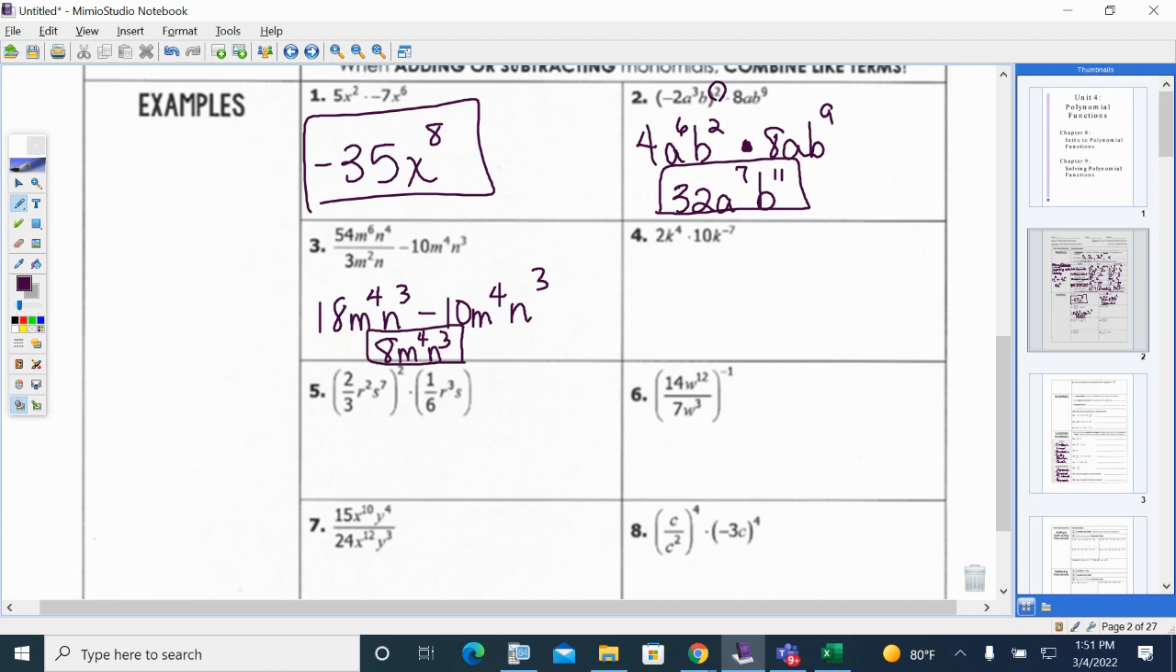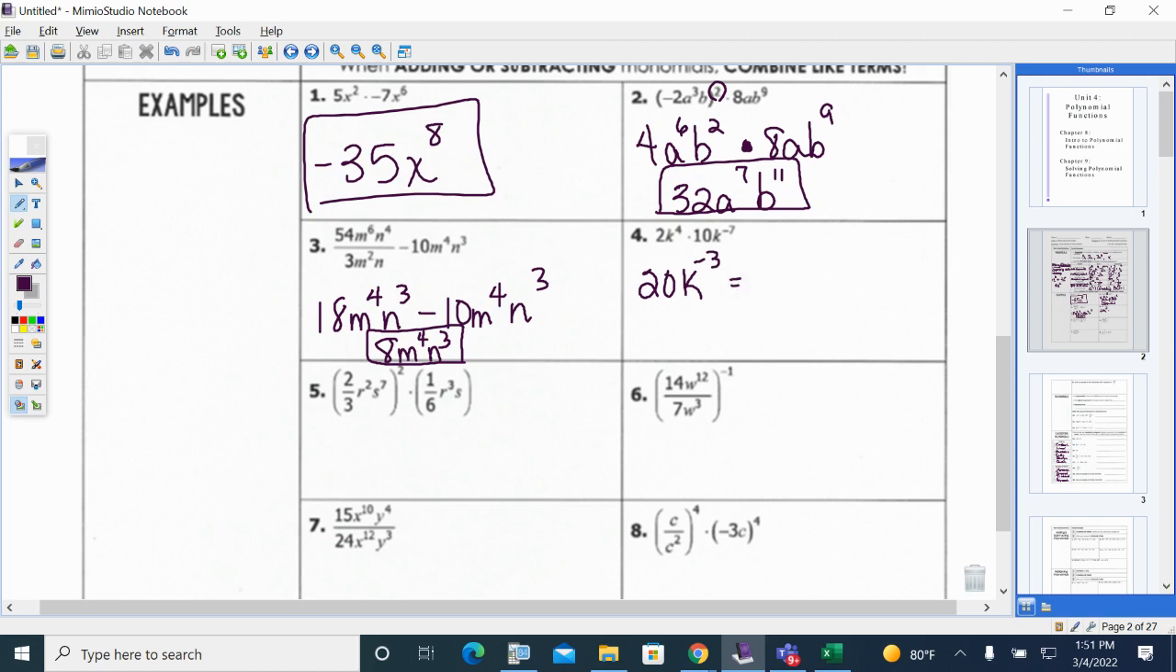I want to look at number 4. 2k to the 4th times 10k to the negative 7th. We're going to go ahead and multiply the 2 times the 10, which is 20, and then add our exponents. So k to the 4 plus negative 7 is a negative 3.